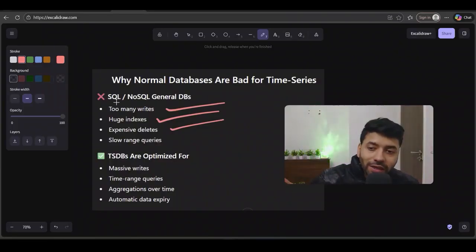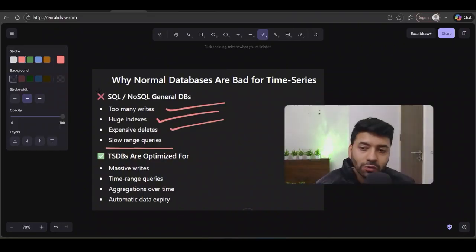Another point is, in SQL and NoSQL you have slow range queries. Of course, in NoSQL, there is one database, the wide column database, in which you can store time series data. But we will discuss the difference between a wide column database and a time series database later. Okay. So this was why a normal SQL or NoSQL database is not good for time series kind of data.